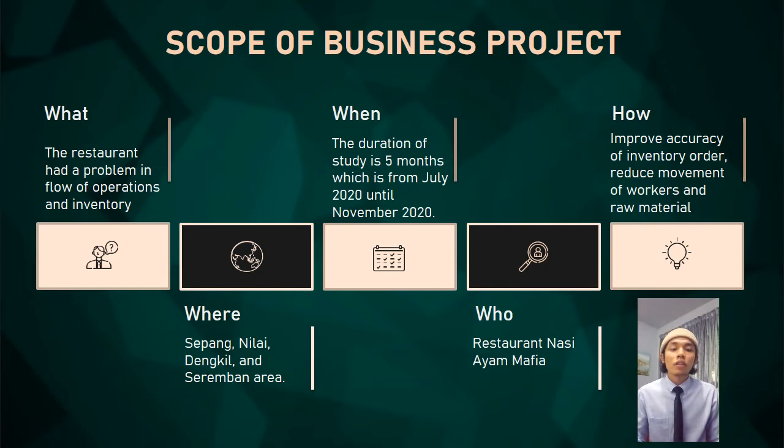Where? The geographical location is covered in Selangor and Negeri Sembilan area, which is in Sepang, Nilai, Dengkil and Seramat area. When? The duration of study is 5 months, which is from July 2020 until November 2020. Who? This business project is for restaurant Nasi Ayam Mafia. And how? It will improve the accuracy of inventory order, and reduce the movement of workers and raw material.